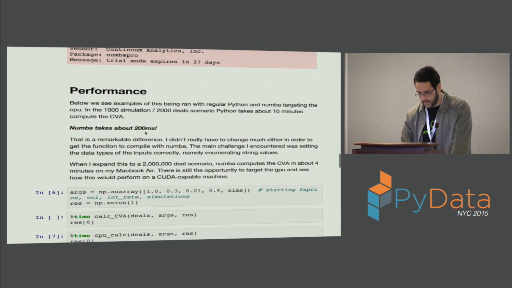So the result of this, I ran this in Python. Originally, it took about 10 minutes. This is still a work in process, but when I ran it in Numba, it took about 200 milliseconds. So that's a very big difference. And this was only with a couple of thousand deals. In reality, I would want to scale this up to a couple million deals, and see how that works.